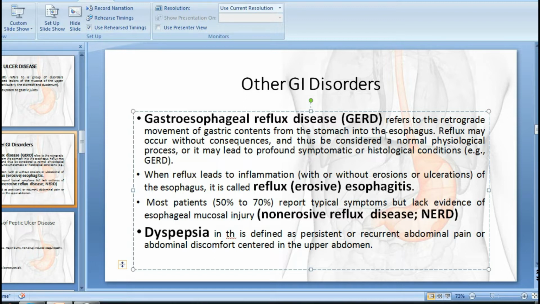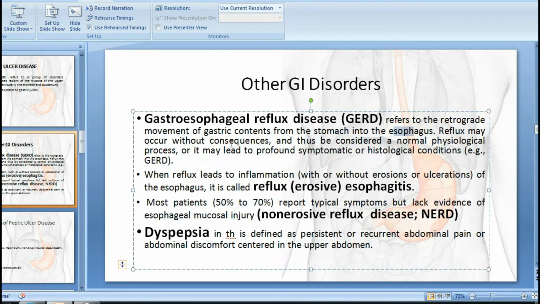The best way to describe this is, first of all, we know that there is the esophagus, then the stomach, and later on the small intestine, and the first part is the duodenum. So this is the retrograde movement of gastric contents. Gastric contents means anything present in the stomach will move in the opposite direction. Normally it moves from upside to downside. Retrograde movement is from downside to upside, that means from stomach to esophagus.